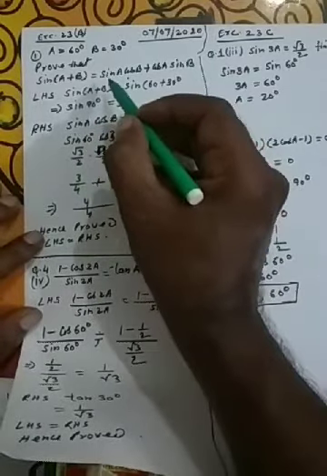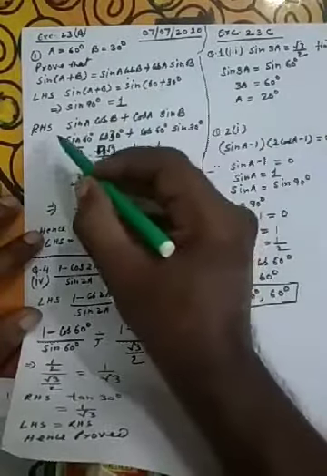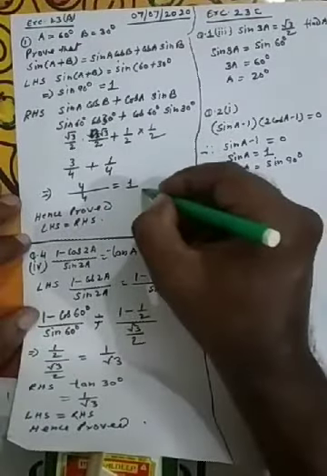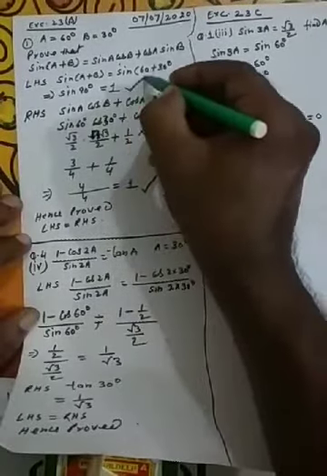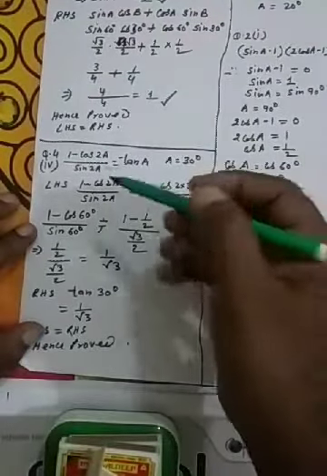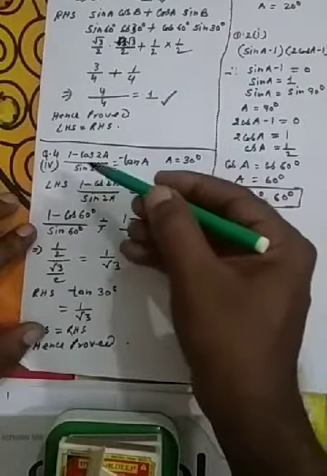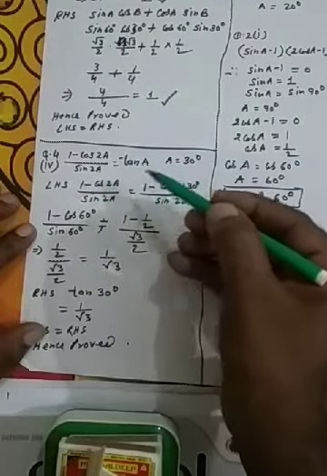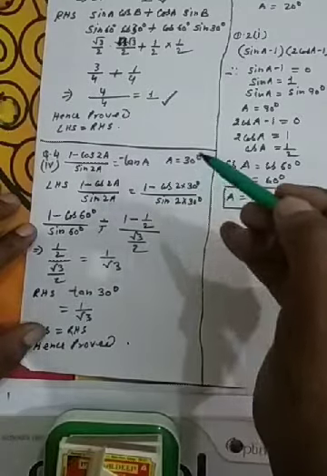In the same way, take the right hand side. Right hand side is this, put in the value and you are getting 1. It means left hand side is equal to right hand side. It has been proved. Okay. Question number 4 is the same. (1 minus cos 2A) upon sin 2A is equal to tan A. You have to prove it. The value of A is given, 30 degree.